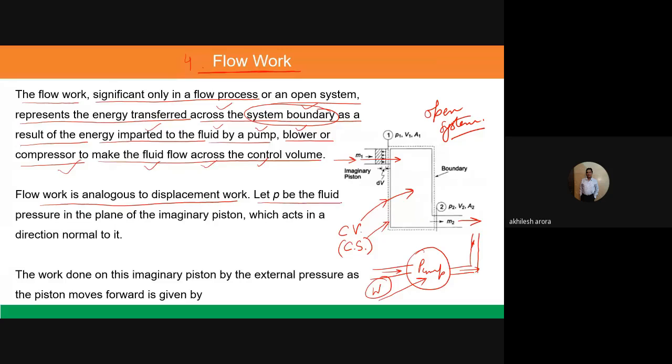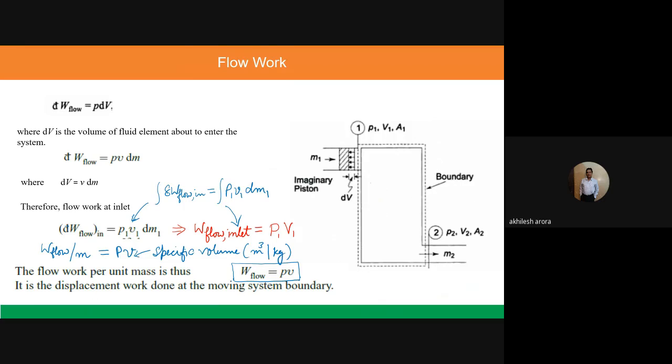Let P be the fluid pressure on the imaginary piston, which acts in the direction normal to it. So let us try to see the diagram here. I think I will show you in the next slide. You can see this particular slide here. So you can see I have considered this volume which is shown here. Okay, this is an imaginary piston.